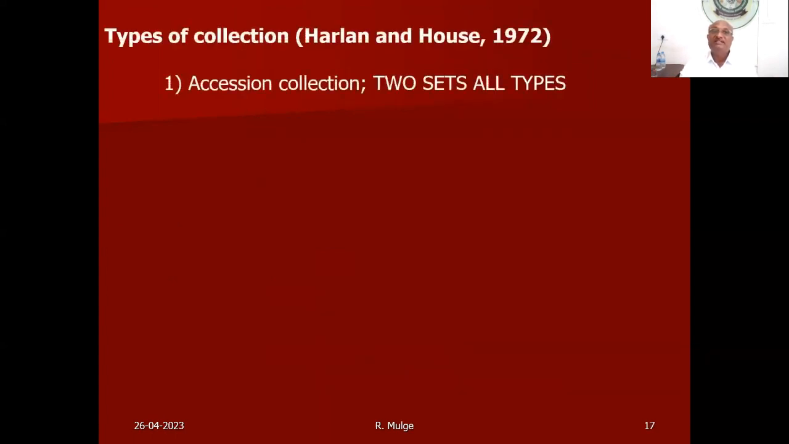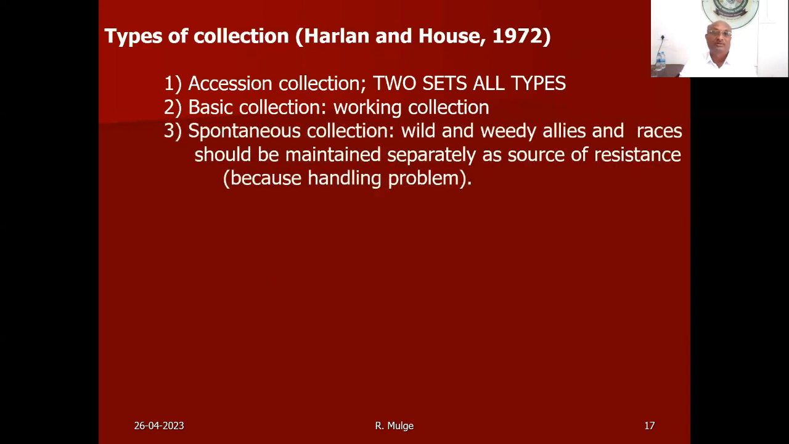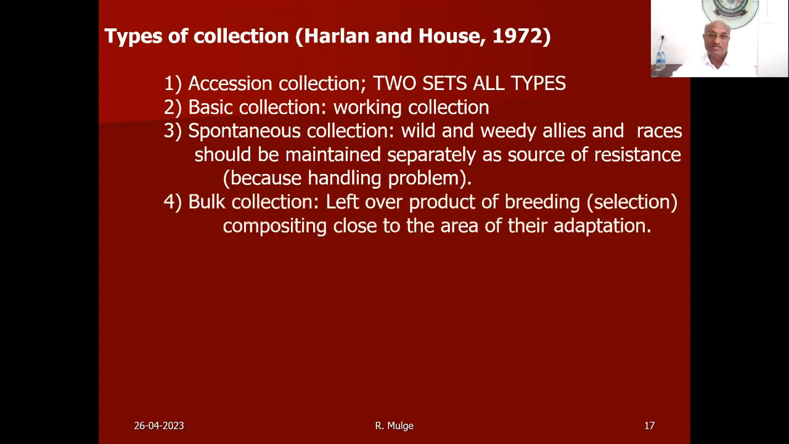And then the types of collection, as per Harlan and Hawkes: accession collection, where you are going to collect all types. Basic collection is a working collection. Some plant breeder wants to have the material to start with. Then spontaneous collection, it is not intended. Suddenly you get something very important. Wild and weedy allies and races should be maintained separately as a source of resistance because of a handling problem. So whenever something very interesting appears, you can collect.